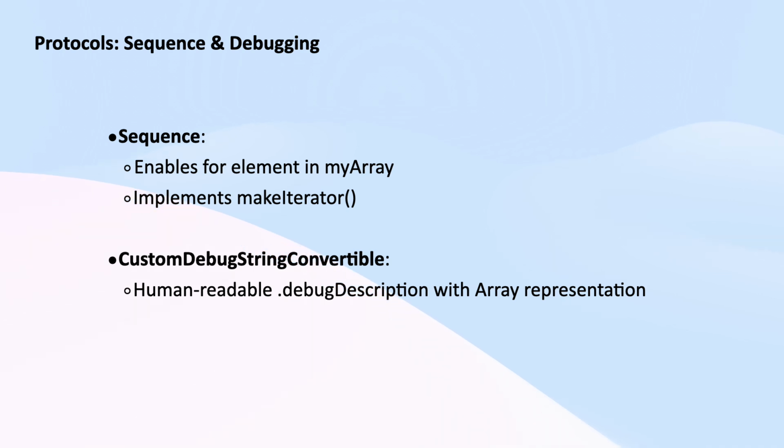To make our array usable in for loops, we implement the Sequence protocol by returning a simple iterator. For debug output, we convert our pointer based array into a regular Swift array in debugDescription. This makes our type more user friendly during development.